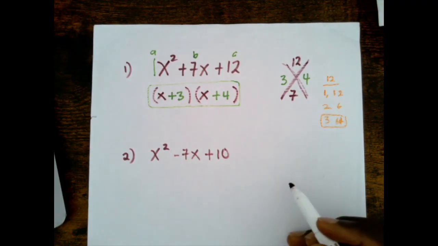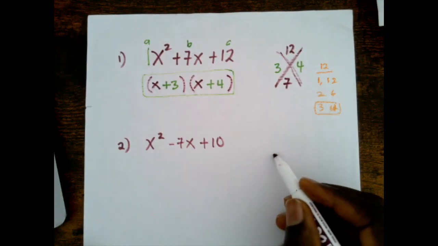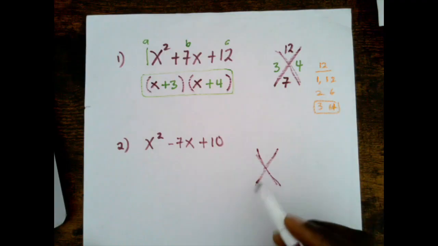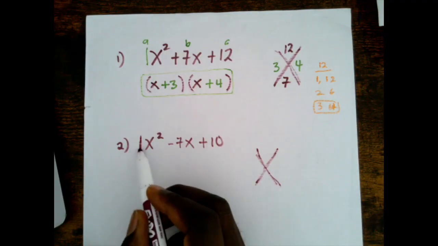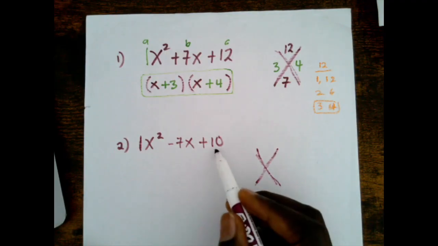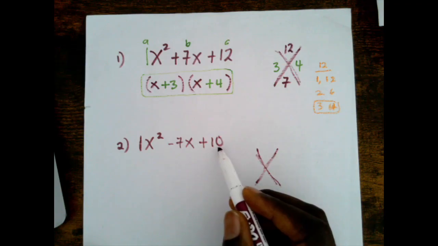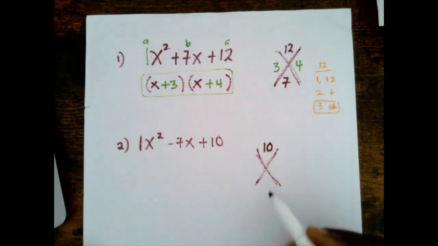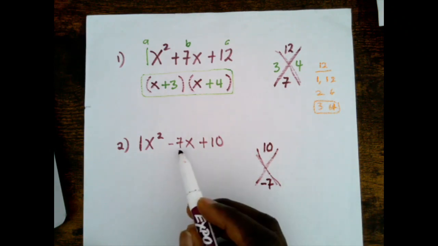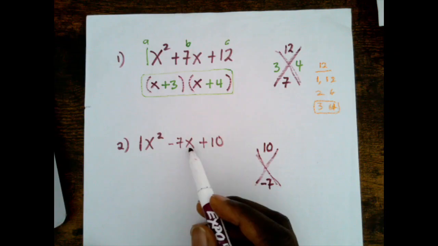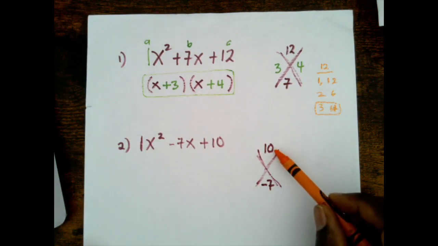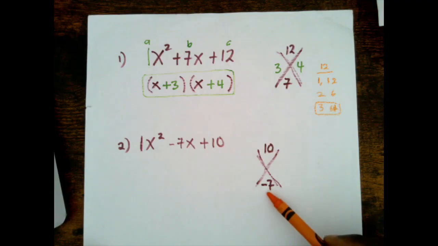Again, we are going to find two numbers that will multiply to a times c. In example 2, a is still 1, the leading coefficient, but this time c is 10. So 1 times 10 gives us 10, and the b value in this case is negative 7. The b value is the number multiplying the x term.